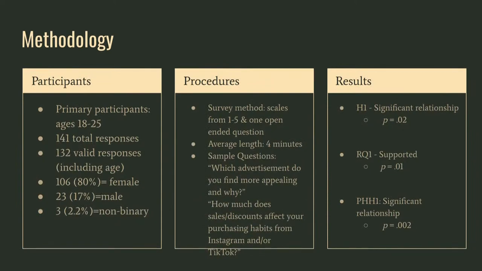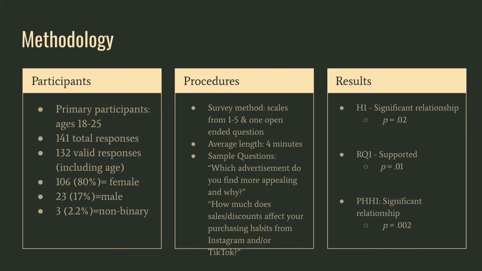So then as far as the methodology goes, our primary participants were between the ages of 18 and 25. At the conclusion of our survey, we had 141 total responses, but then we went through and narrowed it down to 132 responses because we had to take out the ones that didn't include age, because that was an important part of our study. So we were left with 132 valid responses. And then we have the statistics for all the participants below.